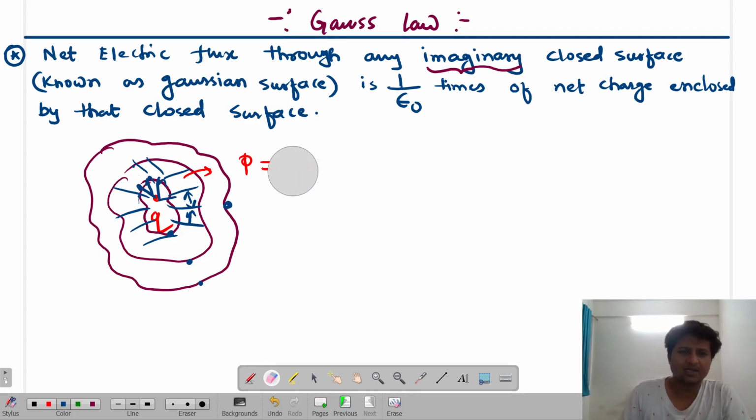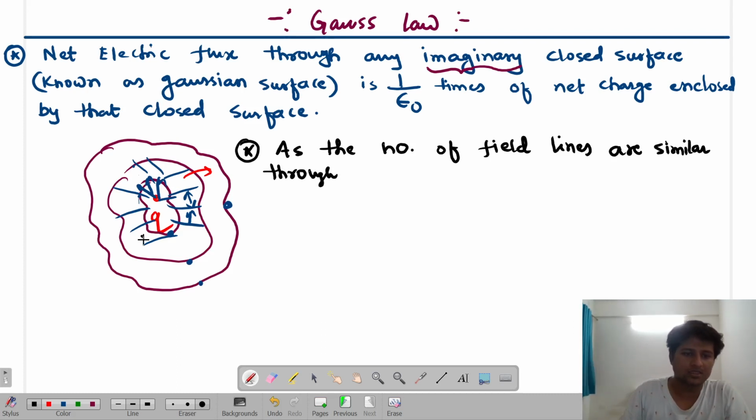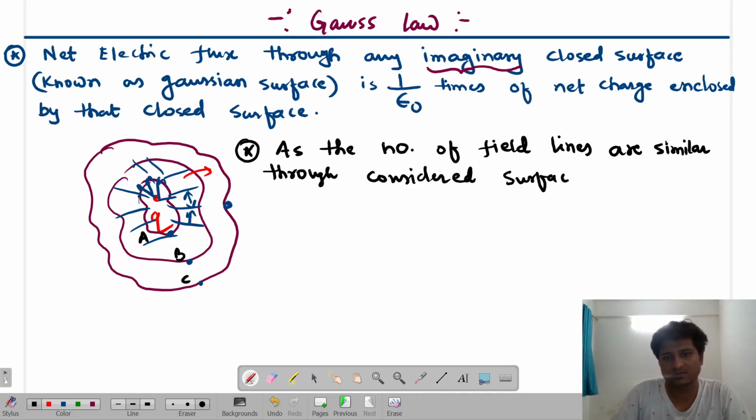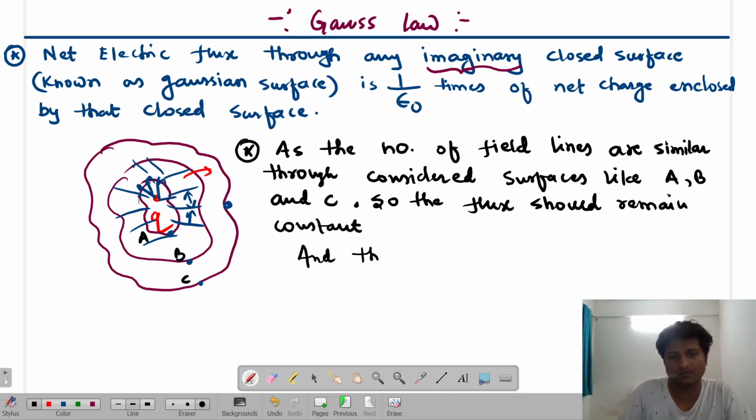So this is what it is saying, that if I have an imaginary surface, so point is simple, I'll write that the number of field lines are similar through considered surfaces like A, B and C. So the flux should remain constant, right or not? And this is why Gauss law is brought.